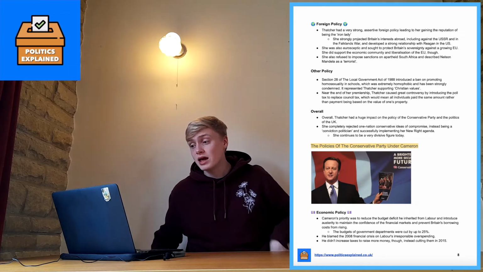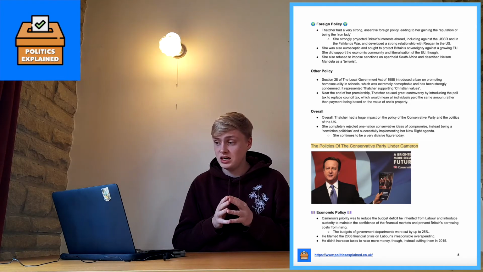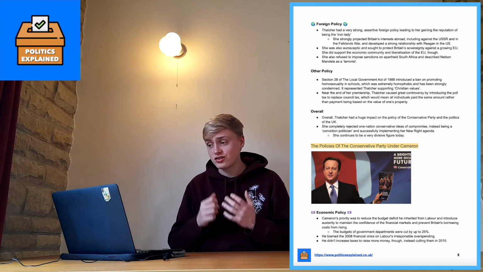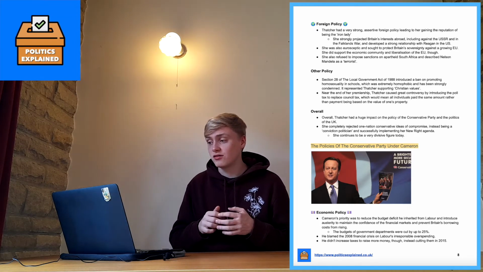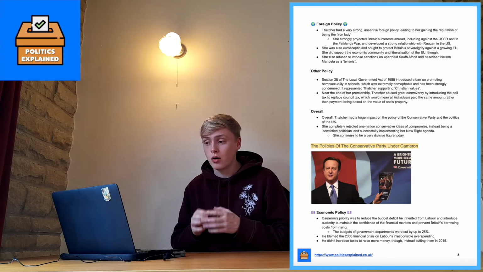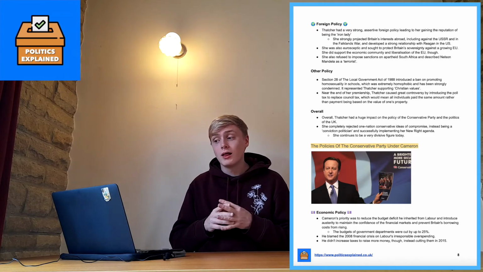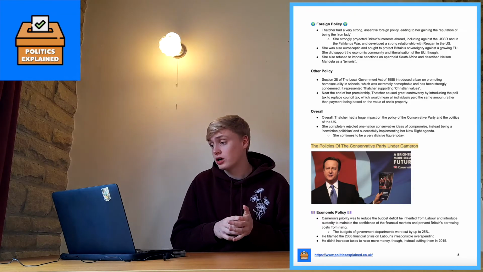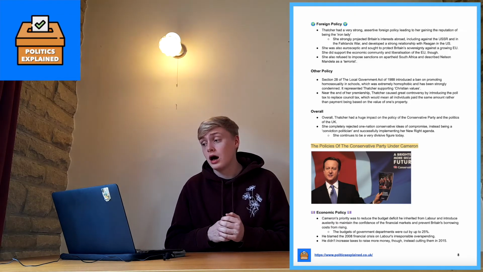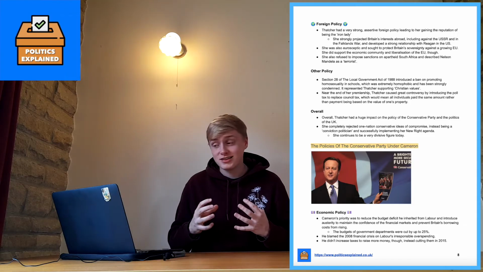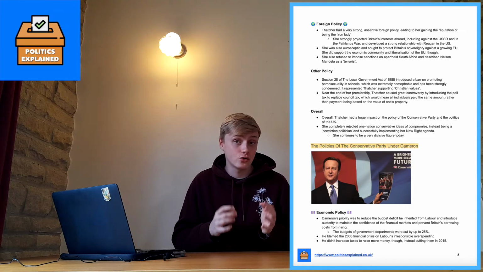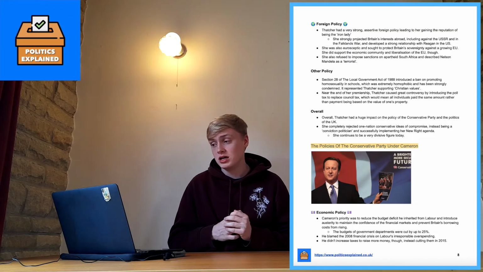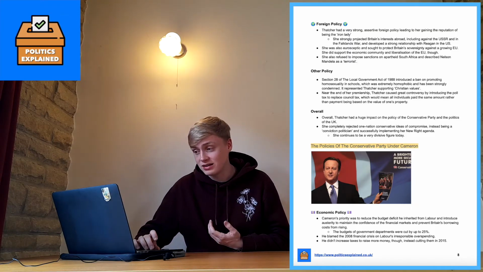So Cameron's main priority was to reduce the budget deficit he inherited from Labour, and introduce austerity to maintain the confidence of the financial markets and prevent Britain's borrowing costs from rising. So this regime of austerity was pretty harsh. The budgets of government departments were cut by up to 25%. And he said this was necessary and blamed the 2008 financial crash and the problems that came after it for the UK economy on Labour's irresponsible overspending.